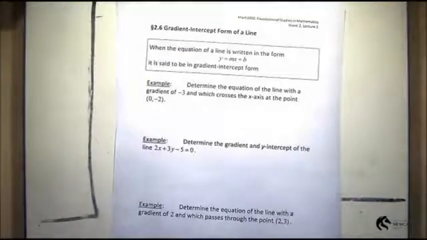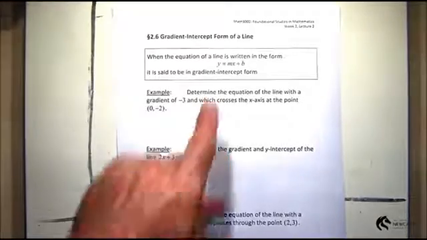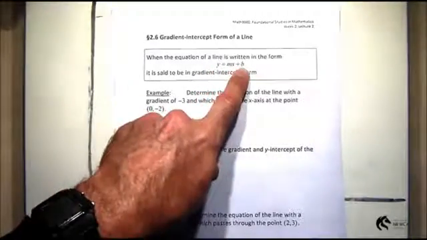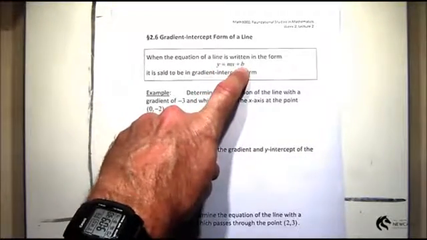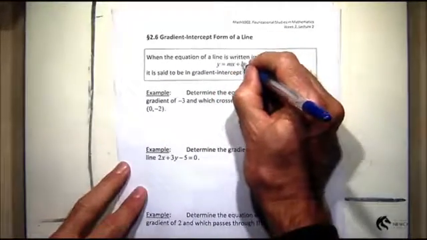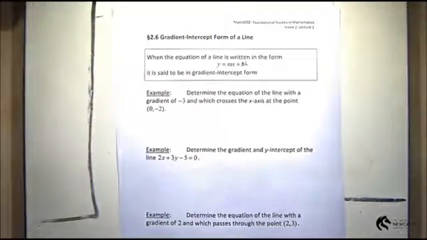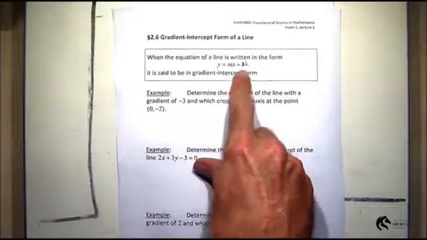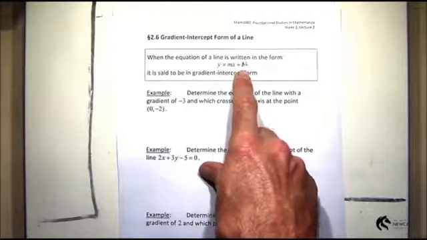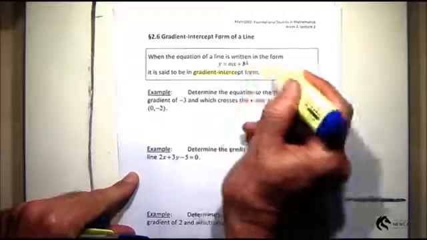We have just seen, so here's a summary of what I just said. When the equation of the line is written in the form y = mx + b, I'll put k everywhere we've been using k. It doesn't matter what you use there, but I'll put a k to make it consistent. When the equation of a line is written in the form mx plus k or mx plus b or whatever that is, that's called the gradient intercept form of the line.